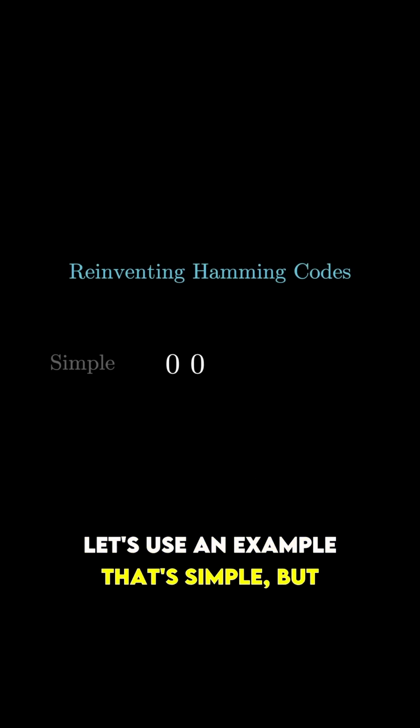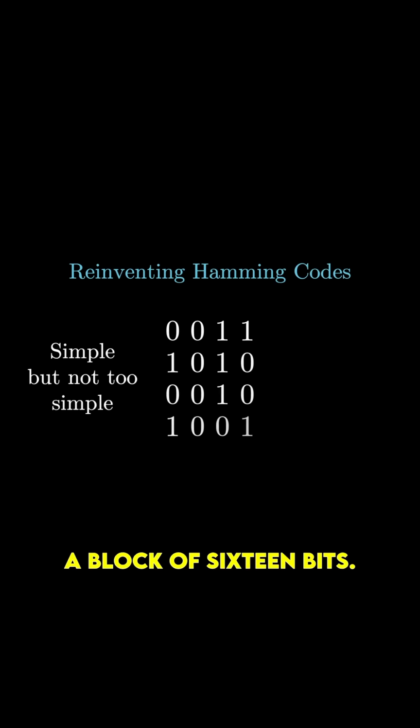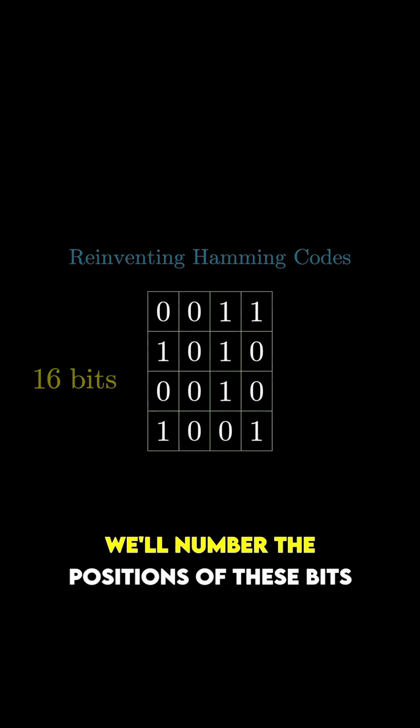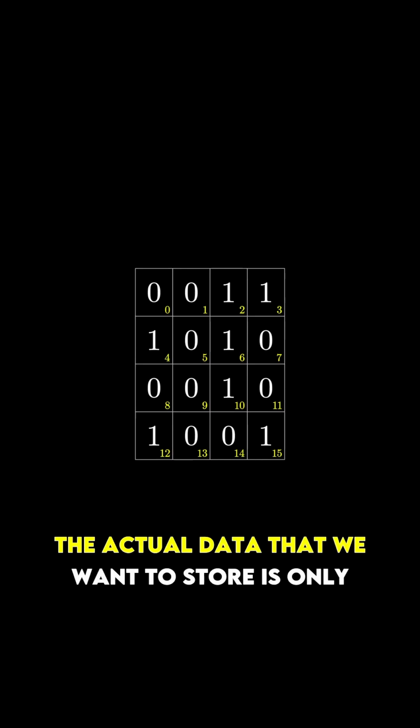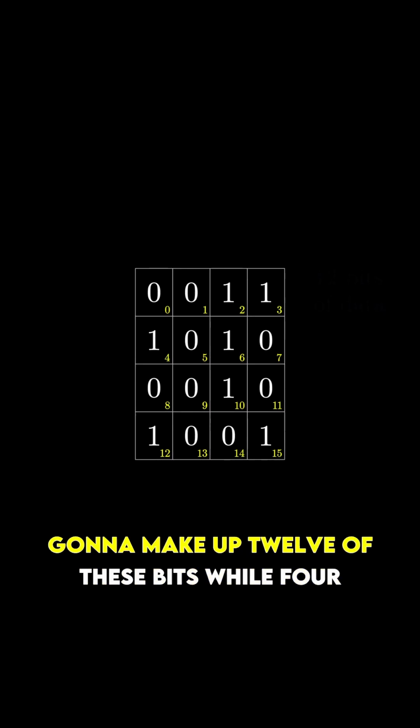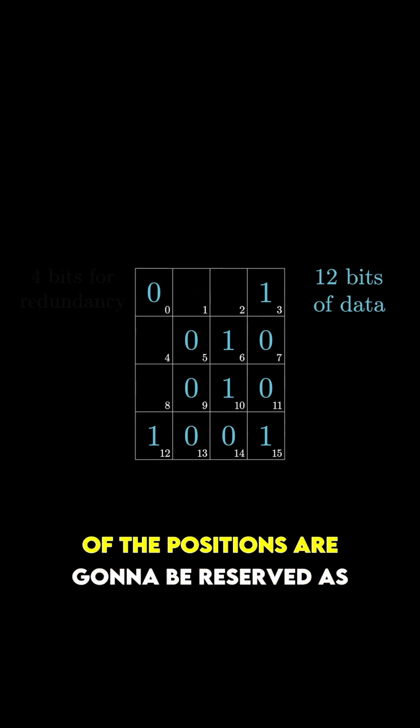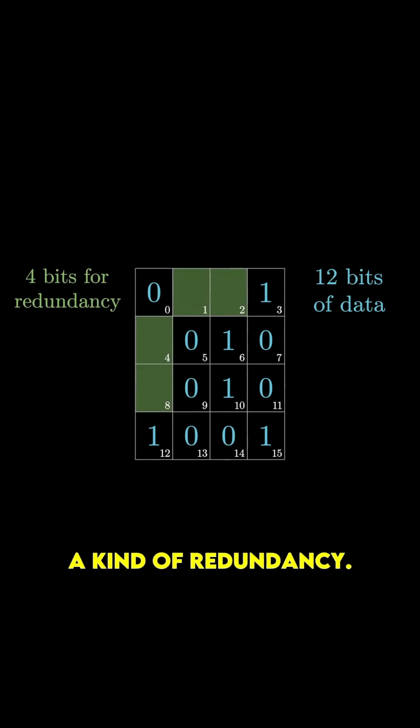Let's use an example that's simple, but not too simple. A block of 16 bits. We'll number the positions of these bits from 0 up to 15. The actual data that we want to store is only going to make up 12 of these bits, while 4 of the positions are going to be reserved as a kind of redundancy.